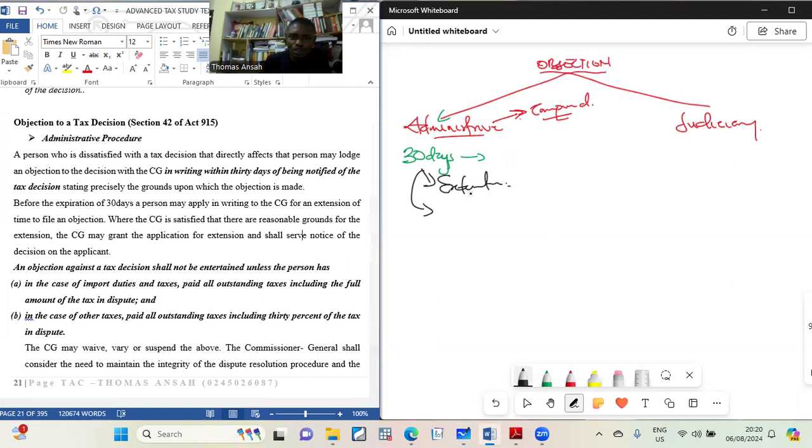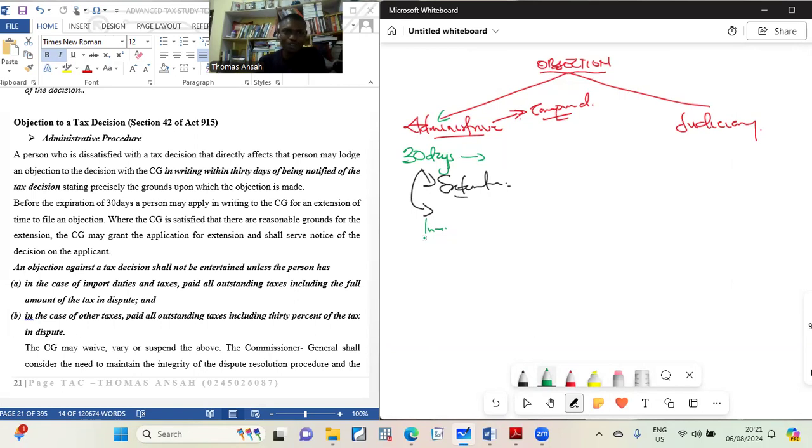So that is that. So you file for the extension, and when your reason is reasonable, then they can grant you the extension. Now, the Commissioner General, the objection that you have raised will not be entertained, and this is where somebody took the Commissioner General to court, but unfortunately, the person lost the case. Now, watch this. They said that your objection will not be entertained if, in the case of, let's say, import taxes and duties, you have not paid all your taxes. So if you want them to listen to your objection, they say pay all your outstanding taxes, including the one you are objecting.